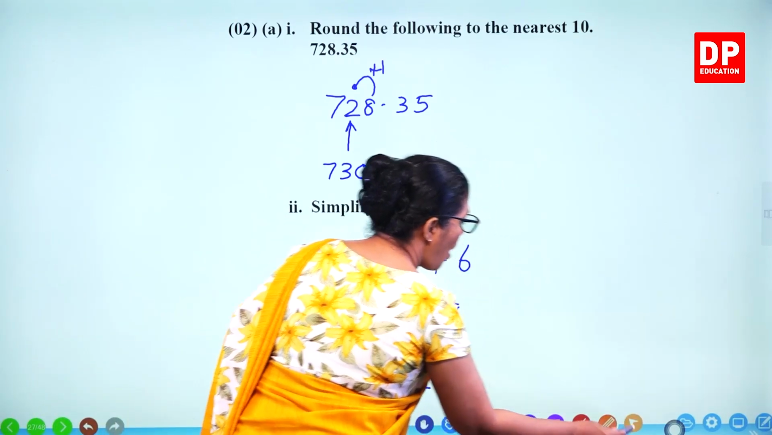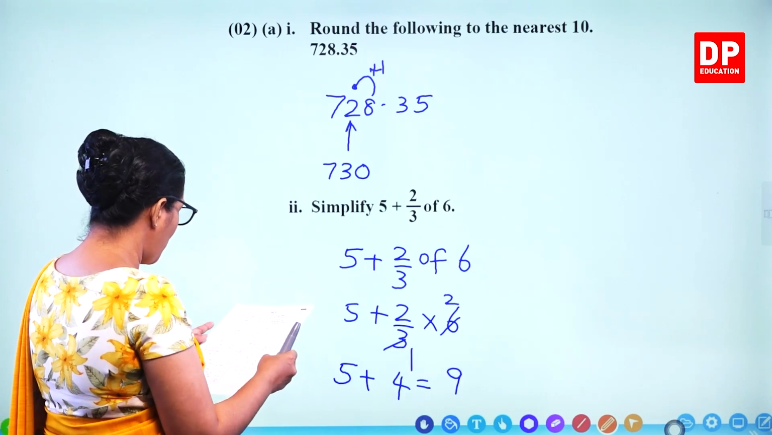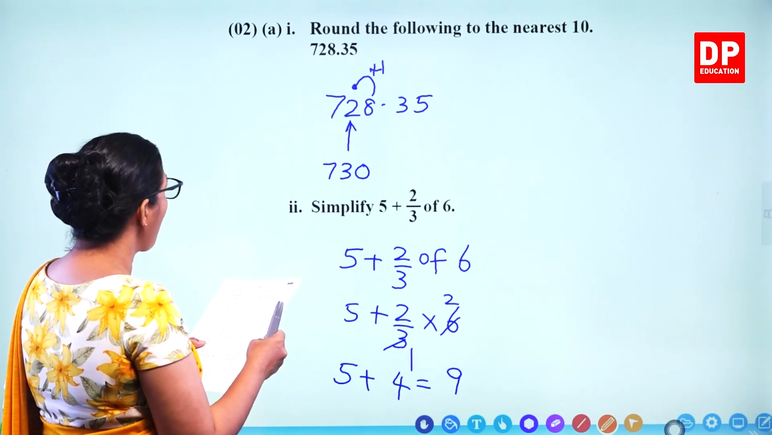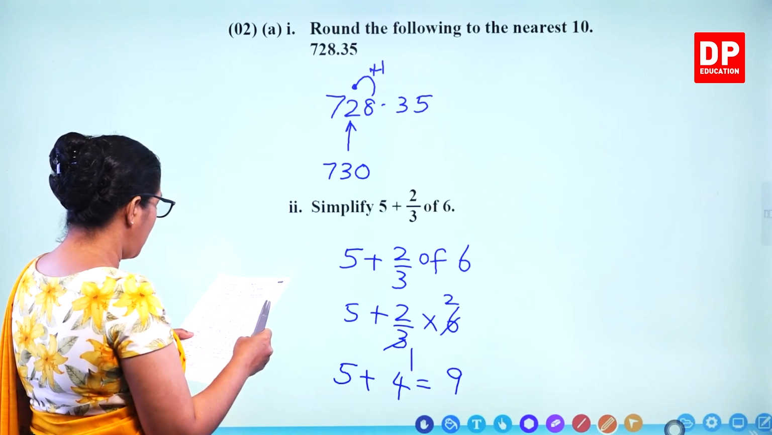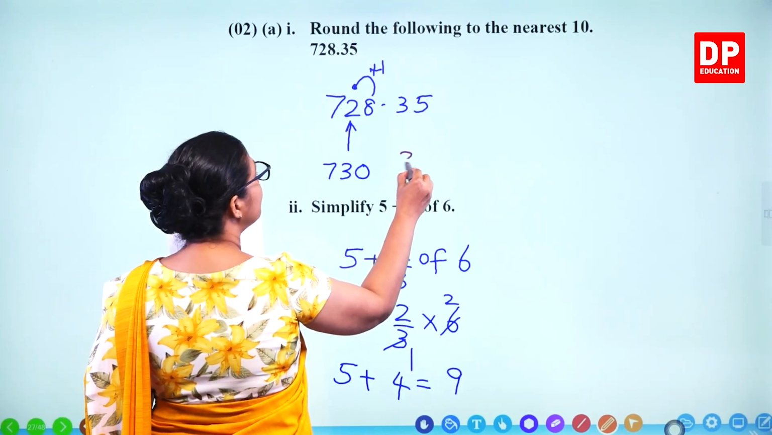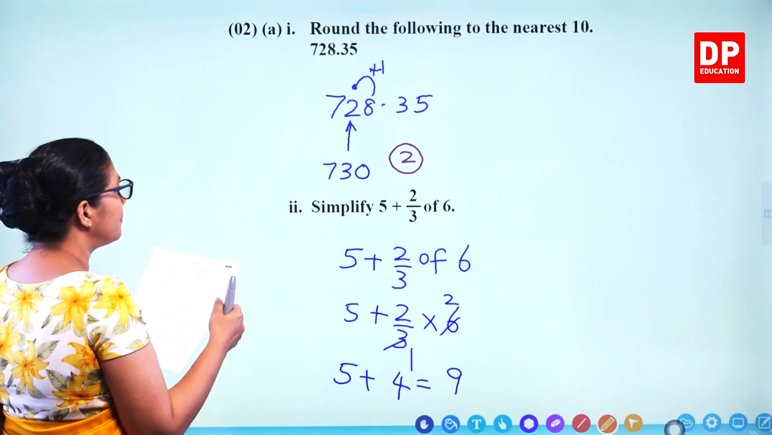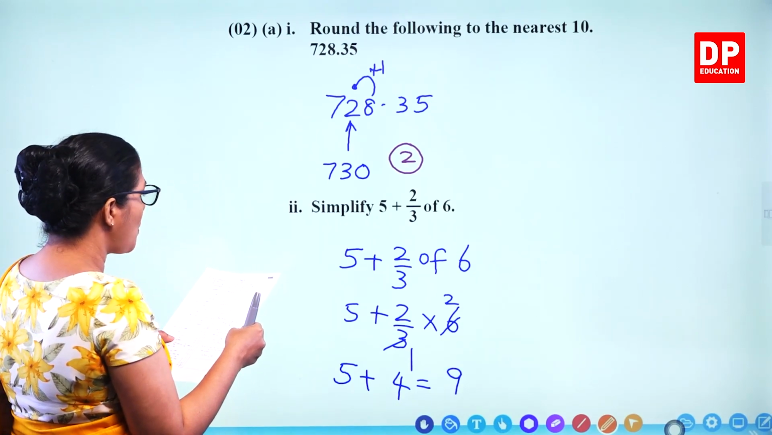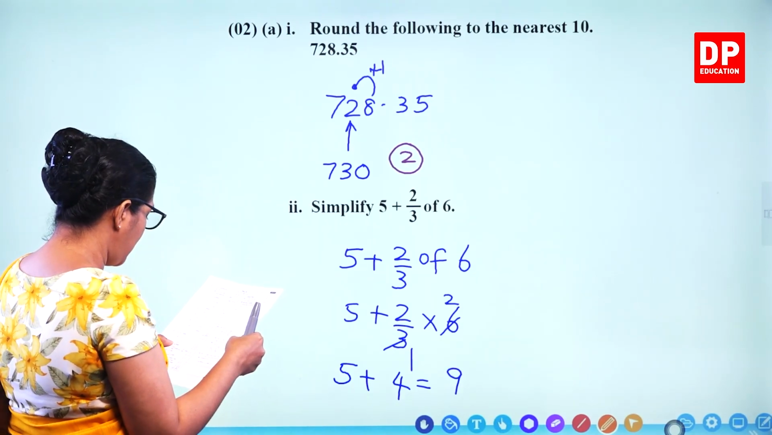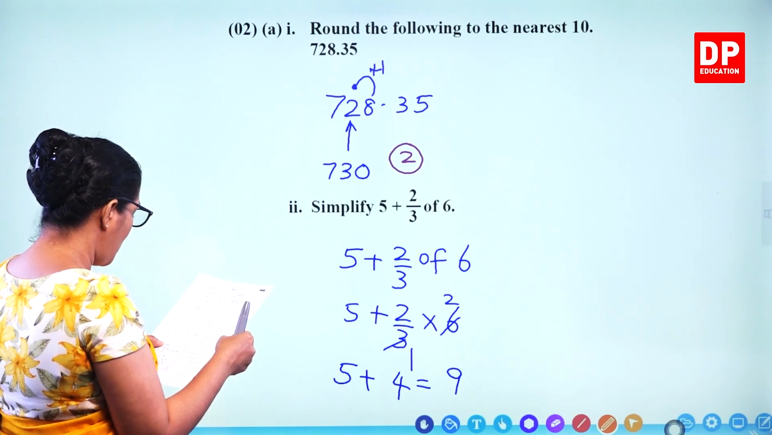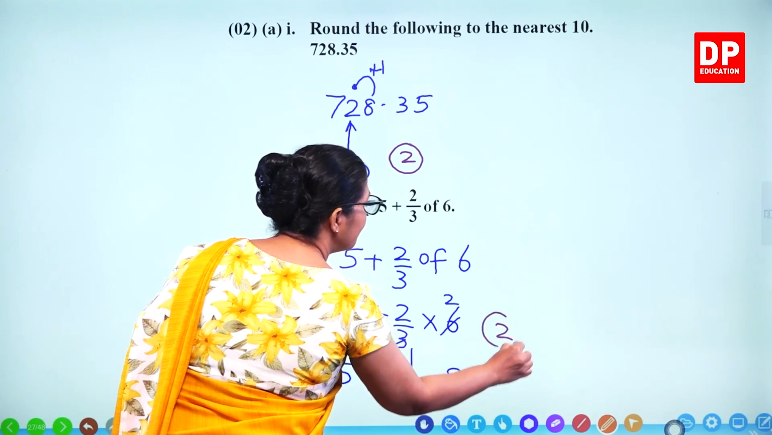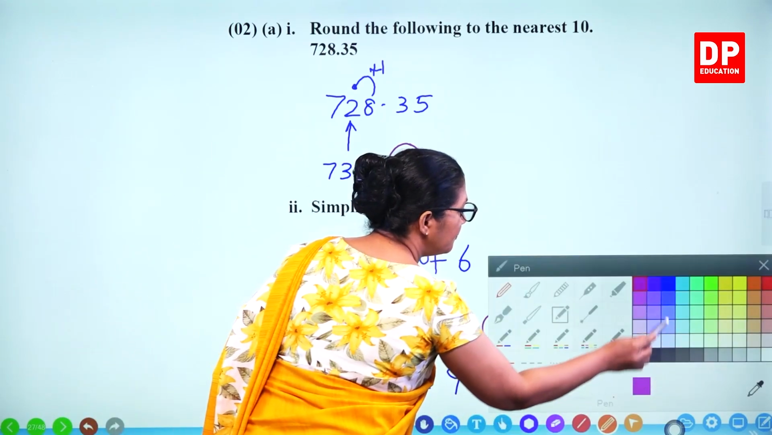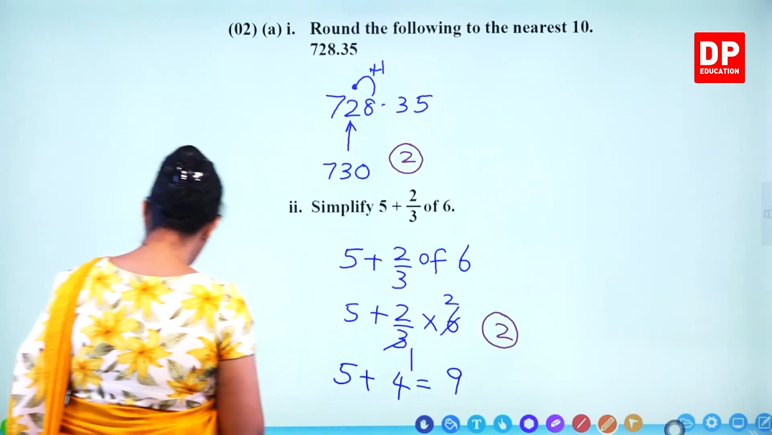So how many marks for question number 2, part 1? You get 2 marks here, and this one 9 is there, so you get another 2 marks. Next part.